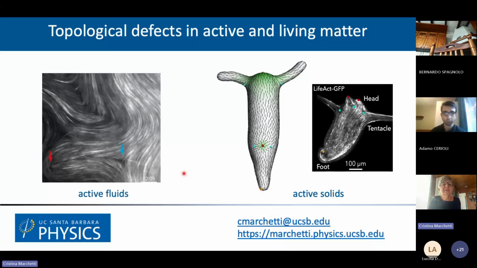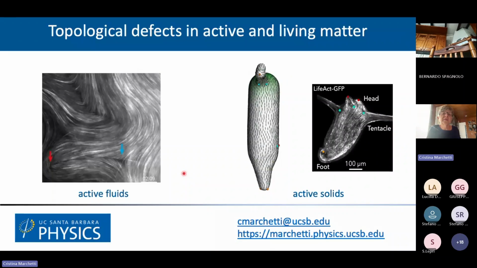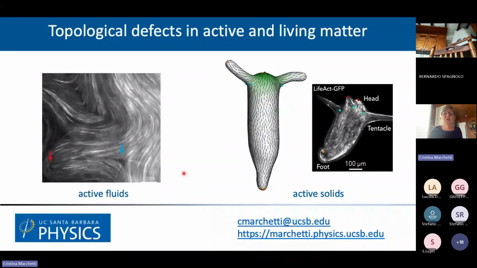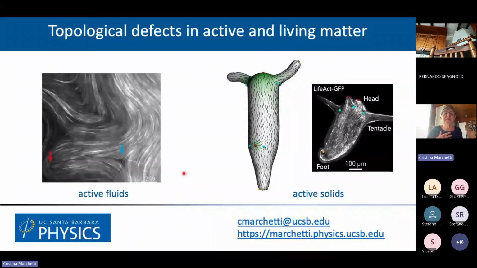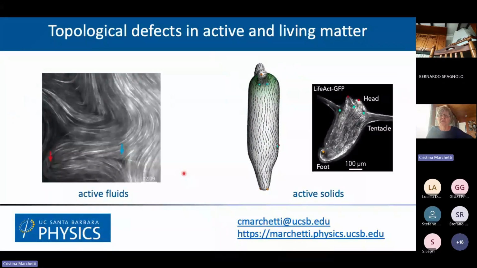And in active solids, they actually are correlated with shape changes and morphogenetic processes. And Lucilla thought this was a cactus. It's not a cactus, but is our rendering of actually an organism called Hydra. And I will tell you about that a little later. It's a great model system for studying the role of defects in active nematic solids.